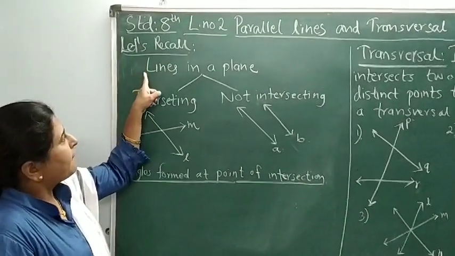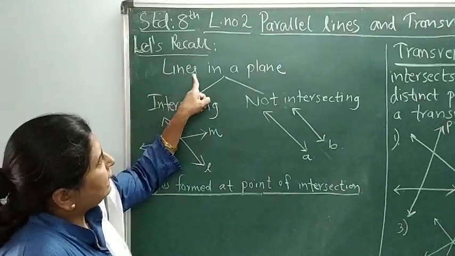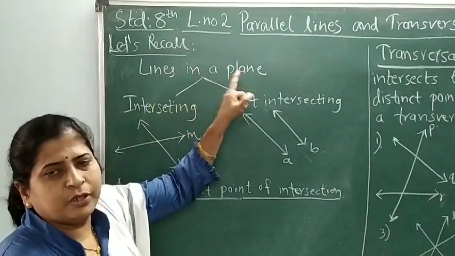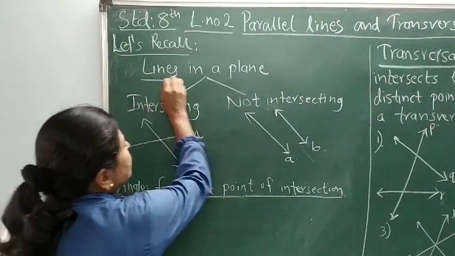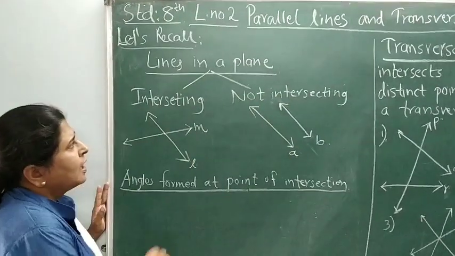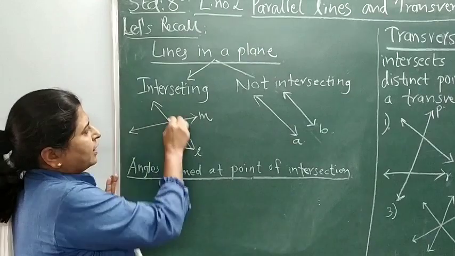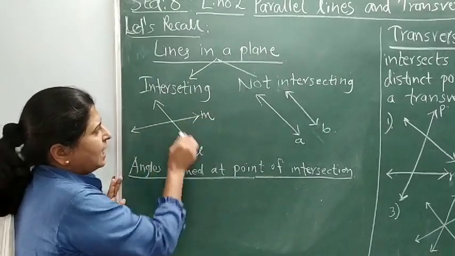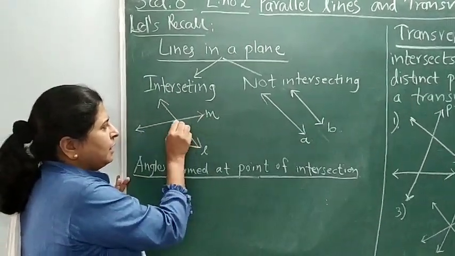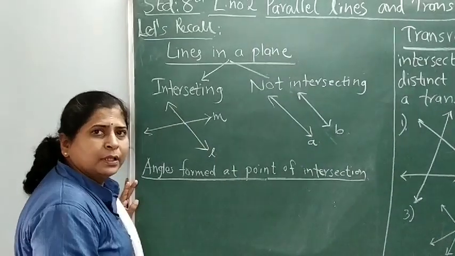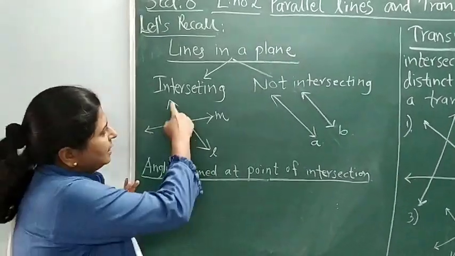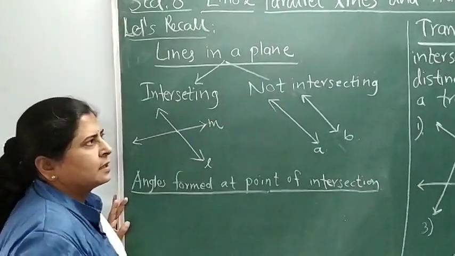So let's recall, we know that in a plane, suppose two lines are given to us, or whatever the lines given in a plane, either the lines will be intersecting each other. For example, like this line L and line M, they have this one point in common. This point is called the point of intersection. Hence, these two lines are called intersecting lines.